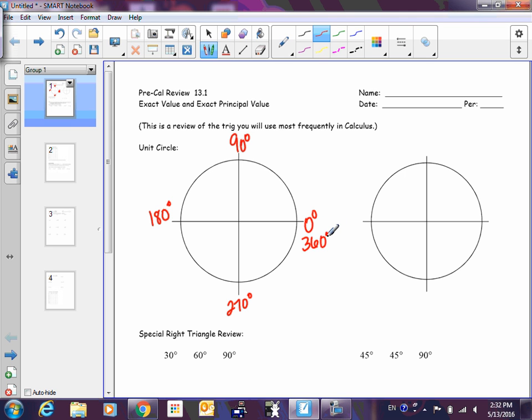Now in calculus, AP, and in college, you're mostly going to deal with radians. So let's review what these would be in radians. So 0 is still just 0. Do you remember what 90 is? Half of pi or pi over 2. So you can write it as pi over 2 or you can write it as half pi. Then 180 would be a whole pi. This would be 1.5 pi. Do y'all remember how we generally wrote that? 3 pi over 2. And then that would be 2 pi.